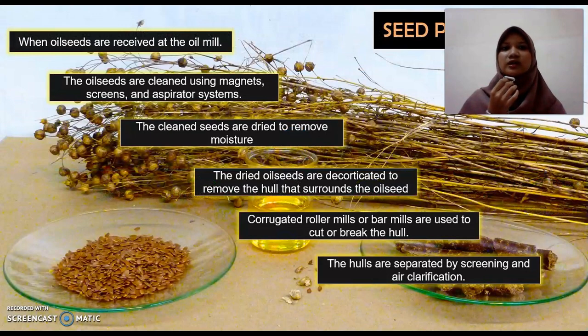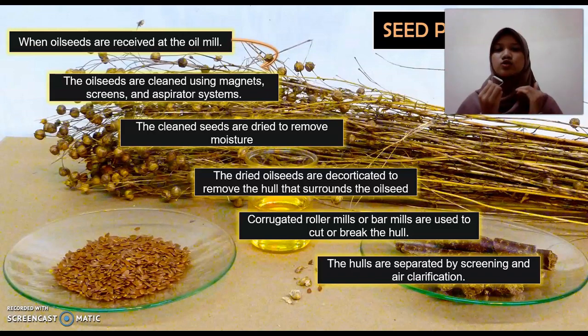So first, for the seed preparation, when oil seeds are received at the oil mill, we will clean the oil seed using a magnet, screening process, and aspirator system. And then we will dry the clean seed in order to remove the moisture, so our next step of the process will be more clear and smooth.